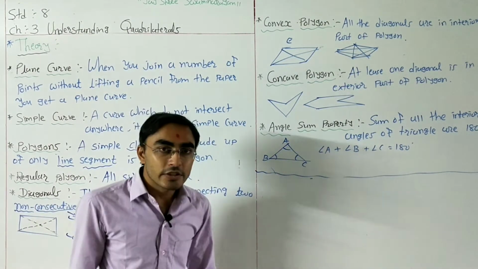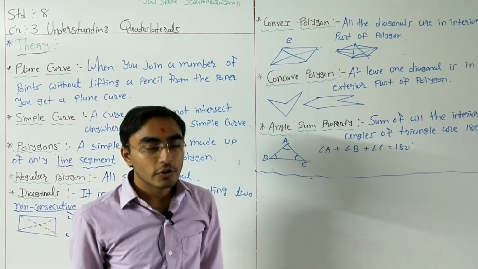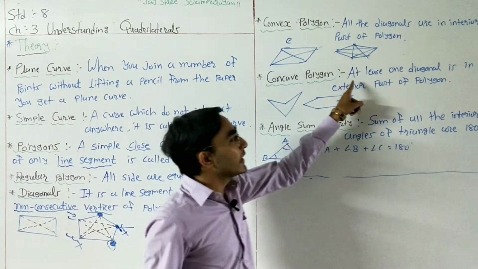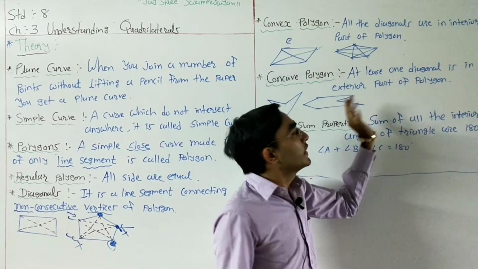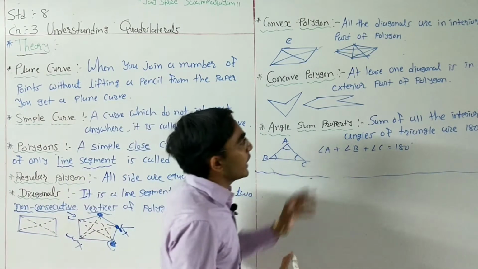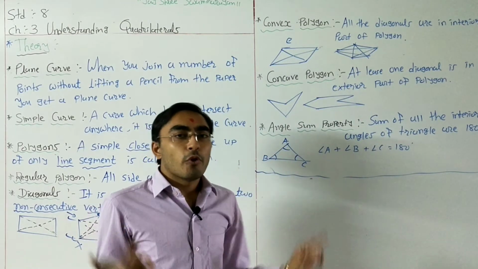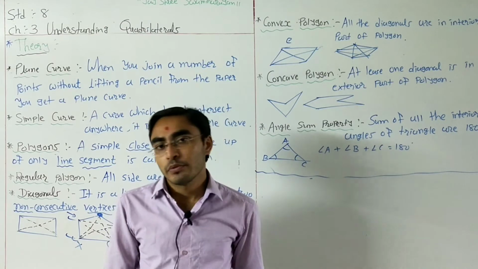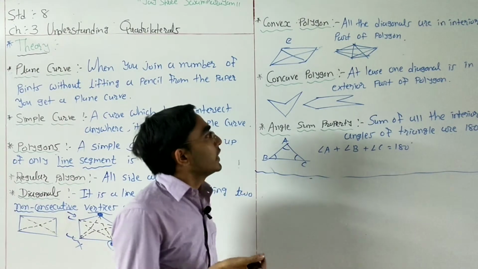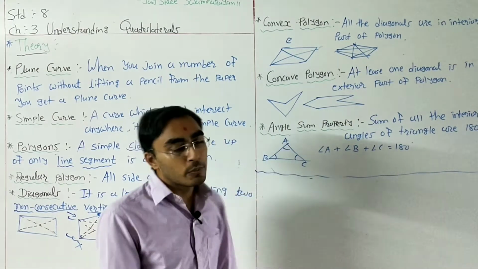Okay, then next topic, it is concave polygon. This is convex, this is concave polygon. These two are the types of polygon. In concave polygon, at least one diagonal is in the exterior part of polygon. If all the diagonals are in the interior part of polygon, then it is called convex polygon, and if at least one diagonal is in the exterior part of the polygon, it is called concave polygon.